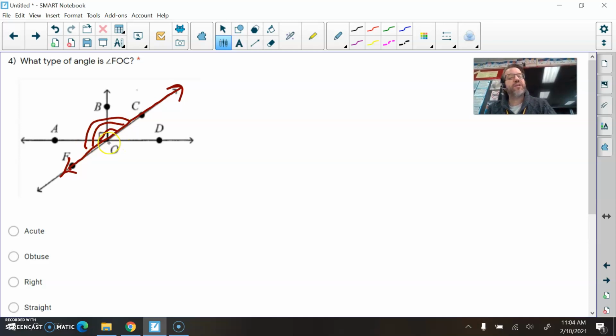Honestly, it could be the angle underneath here too. I could show that in another color. This angle down here could also be considered angle FOC. It depends which way you want to look at it. Either way, though, it's a straight angle because it's 180 degrees. It's half of a circle, okay? So that's called a straight angle, angle FOC. Angle AOD is also a straight angle in this figure.